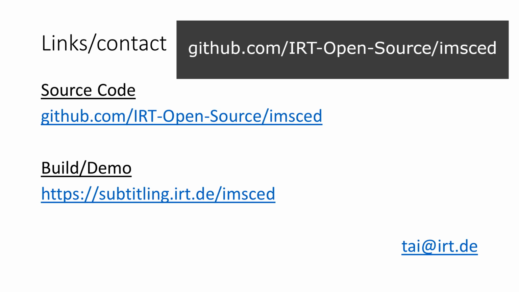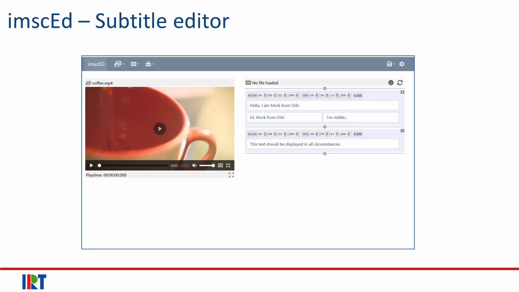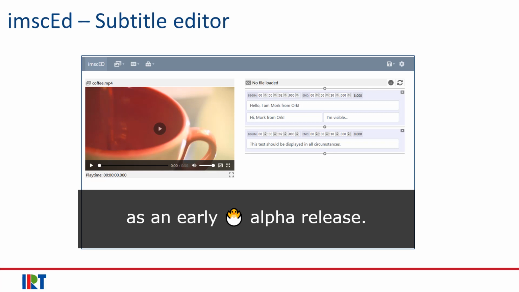github.com/irt-open-source/IMSCAdd, spelled IMSCED. The current build is available at subtitling.irt.de/IMSCAdd, spelled IMSCED. As a heads up, although the editor is fully functional, we still regard it as an early alpha release.